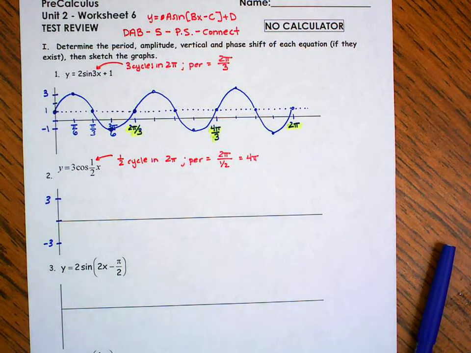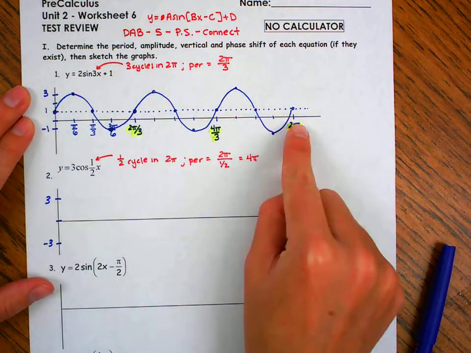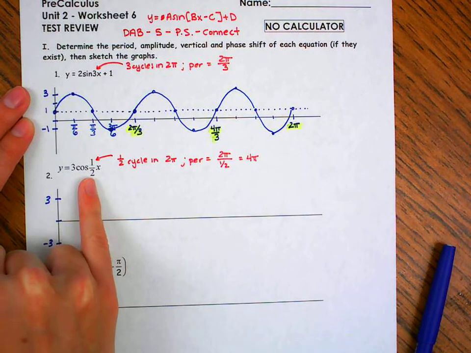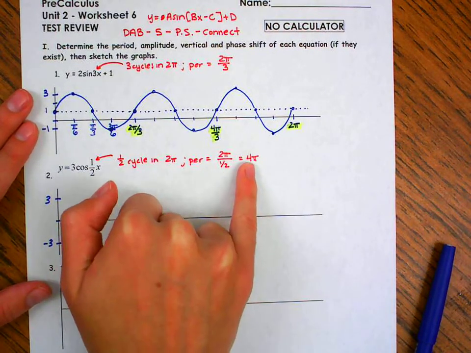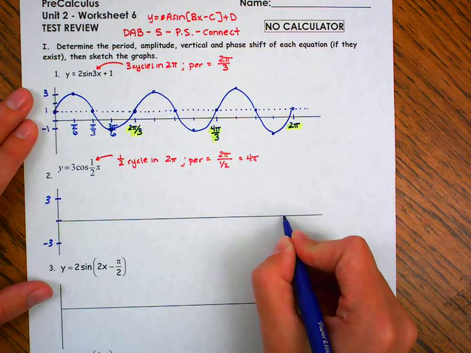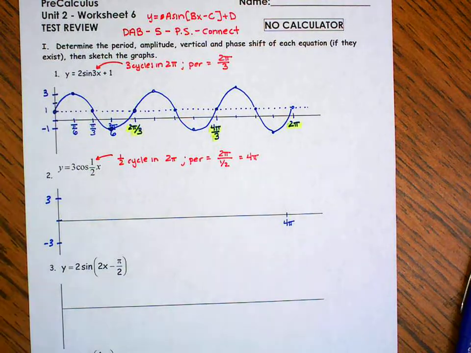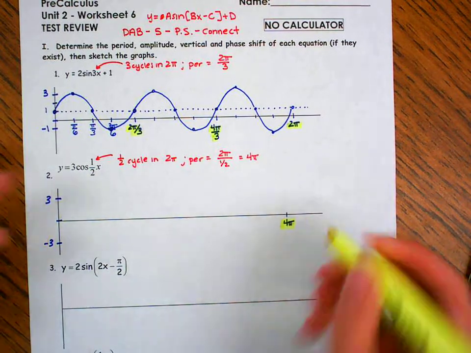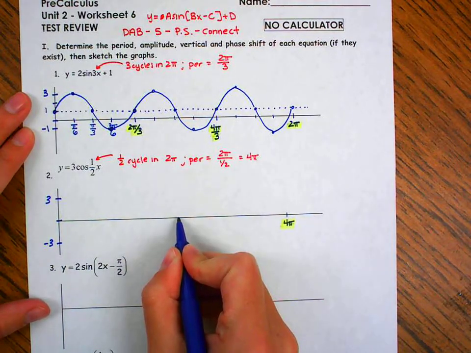When we graph, we either graph the whole number of cycles inside of 2 pi. If we have a fraction, we're going to go through 1 full cycle, which is my period. So since this is bigger than 2 pi, I'm going to graph all the way out to 4 pi. Okay? I only have 1 cycle in 4 pi. So from this, I'm going to get my 5 key points.